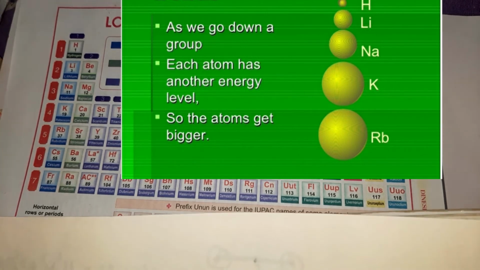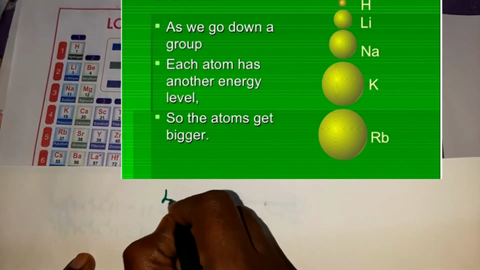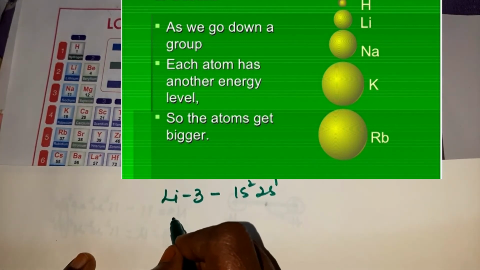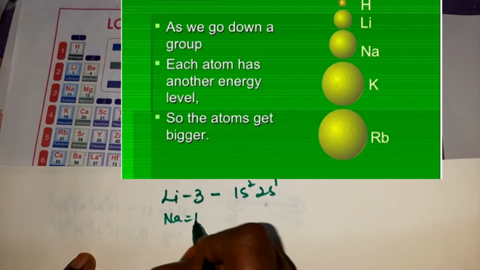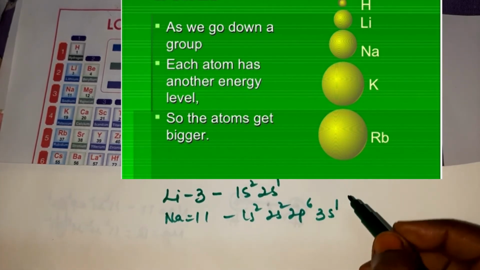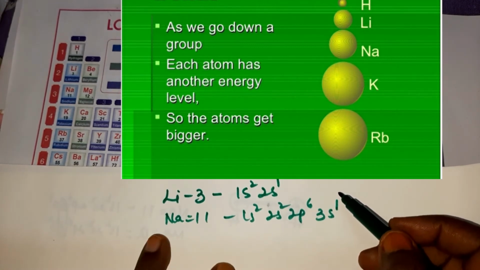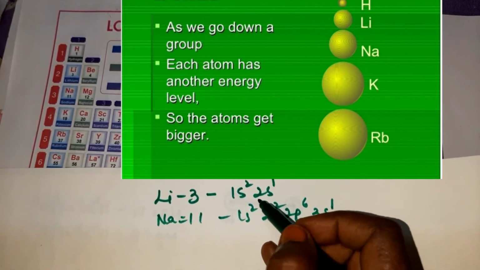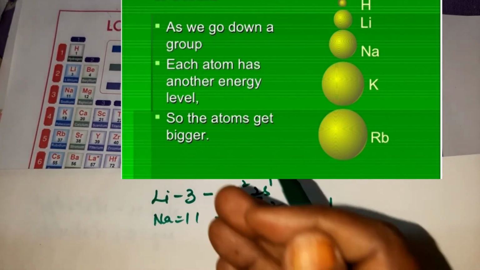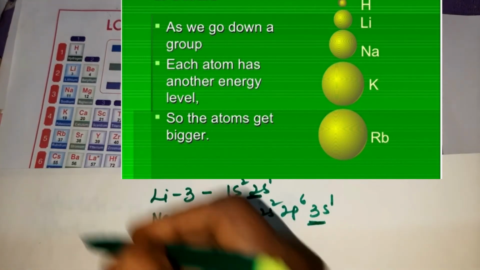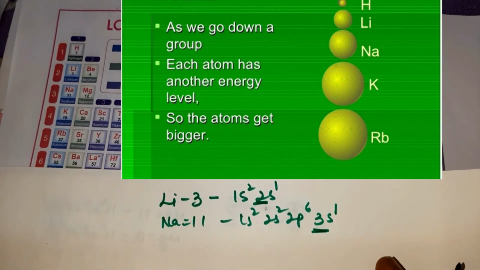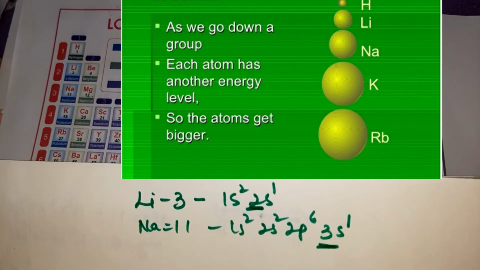For example, take lithium, atomic number 3: 1s2, 2s1. And if you take sodium, 11: 1s2, 2s2, 2p6, 3s1. Here this is the second shell, and here you have the third shell, children. So the energy levels are increasing. When you go down the group, the energy levels increase, so the atoms get bigger and therefore the atomic size increases.